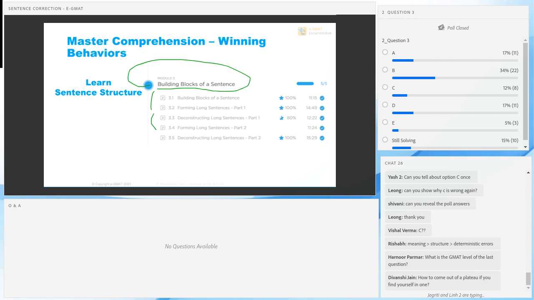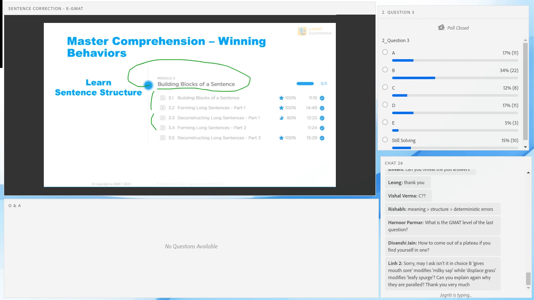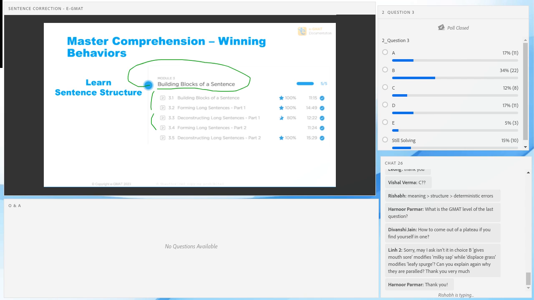Divanshi, how to come out of a plateau? Strategic review. Look at the cementing module. If you have finished the course, look at the cementing module. Strategic review is the main thing. That's what you have to do.